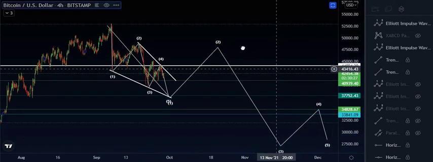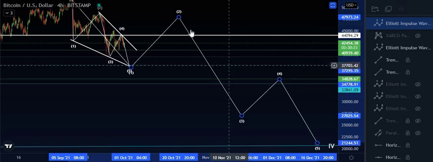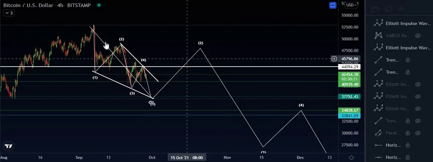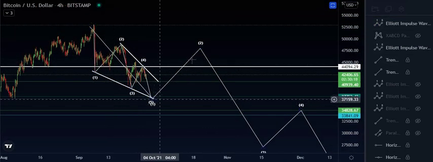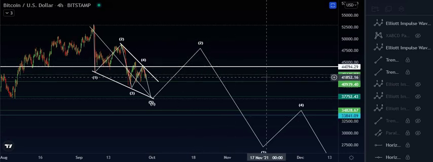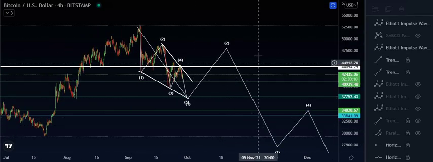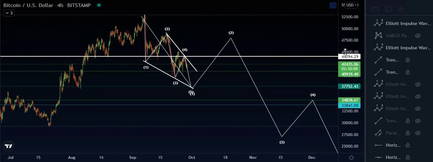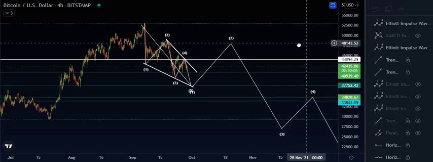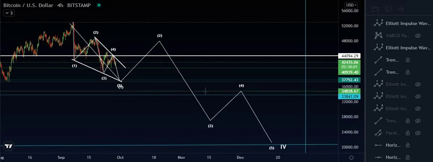All right, I hope this makes sense. This is very, very possible. I think this being a leading diagonal can either set us up for a 3-wave correction or a 5-wave correction. So we need to consider the ABC of this correction as much as we are considering the 5-wave move to the downside. So leading diagonals can also be the beginning of impulse moves.